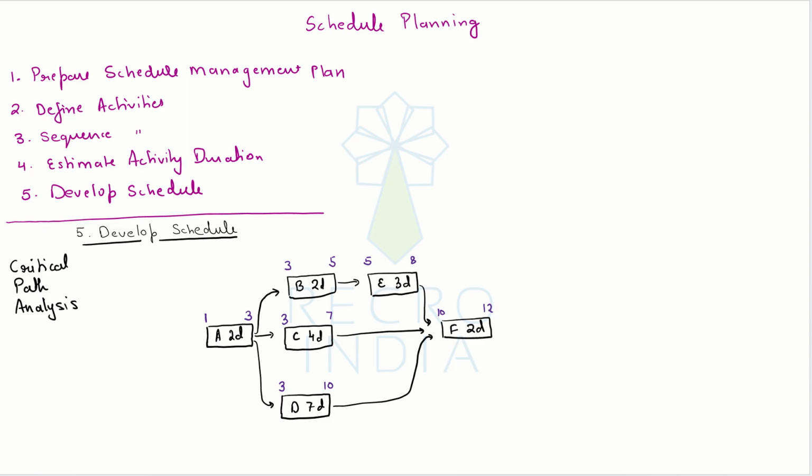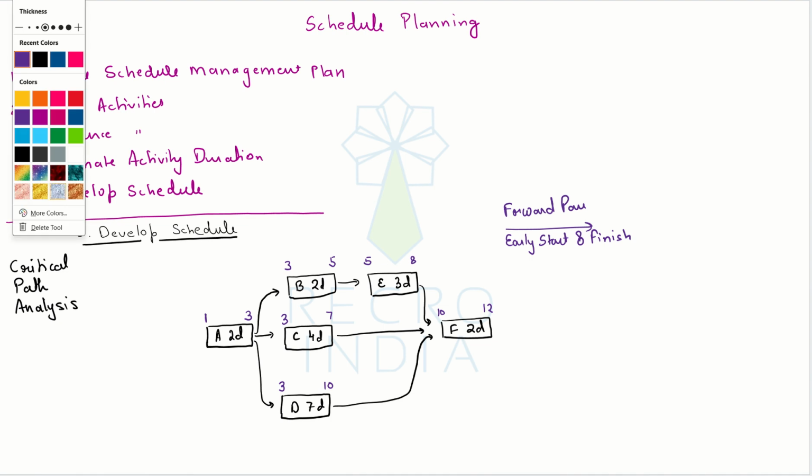Now what we just did here is called the forward pass, and we could calculate the early start and early finish of each activity, which I have written in purple. Now the next thing I have to do is calculate the backward pass.